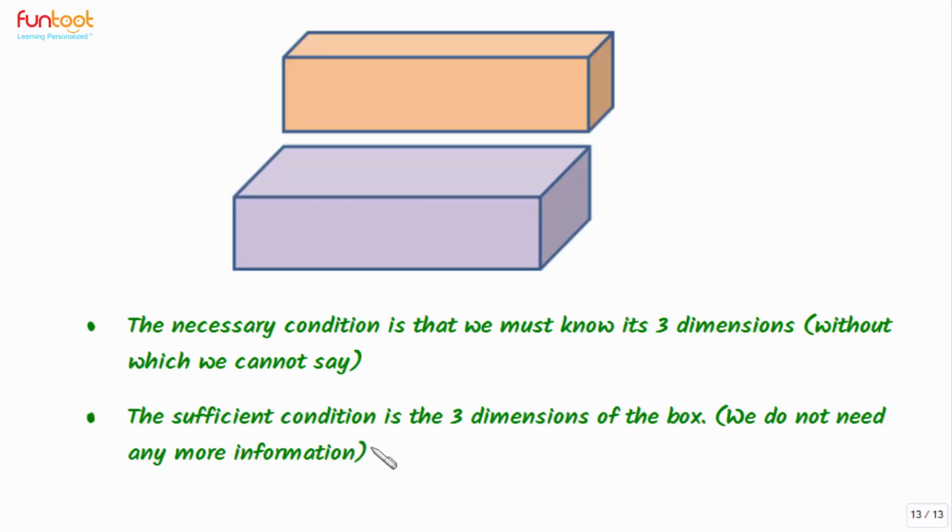The sufficient condition is the three dimensions of the box. We do not need any more information. The necessary and sufficient condition helps us to minimize the information required for determining if two objects are congruent or not.